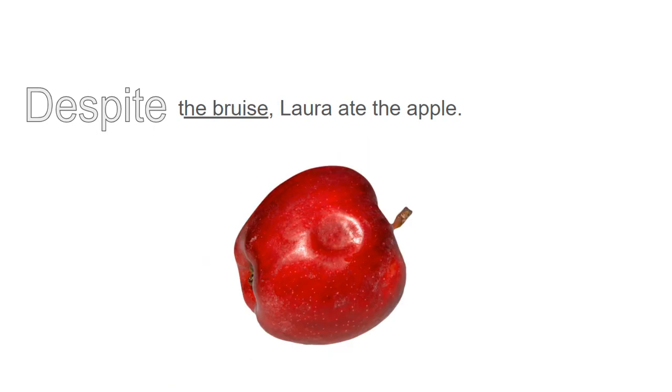Now these are different because with despite and in spite of, we use nouns. So one clause and one noun. So here I have the noun bruise. Despite the bruise, what is a bruise? A bruise is damage to a fruit or to your body where you might get a little brown patch. Maybe it's soft. Something has banged the apple.